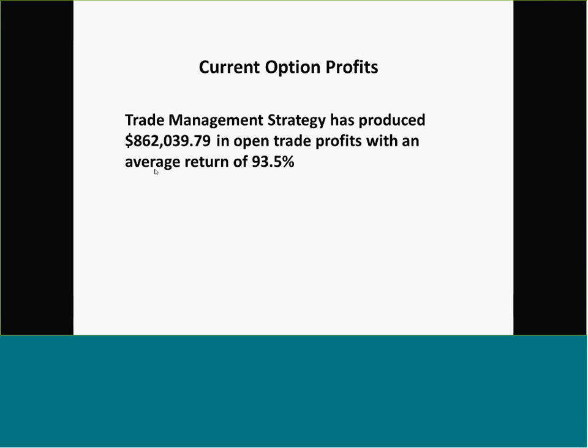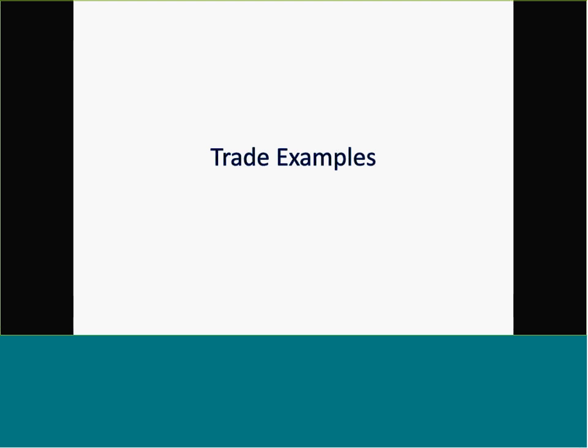And I just wanted to mention that if I didn't employ these spreads, then my average return would probably be even higher. But by using these spreads, I built in a lot of downside protection. And in the case of the market neutral strangles, no matter what happens in the market, I'm guaranteed to make a profit. So I'll show you those trades here a little later on. So right now I have an average return of 93%, $862,000 in open trade profits. So let's take a look at some trade examples.